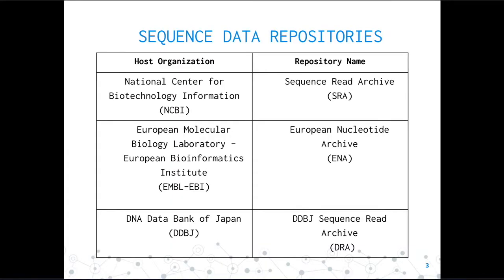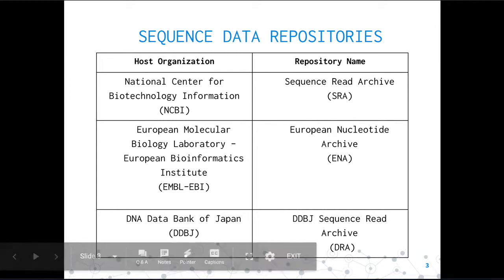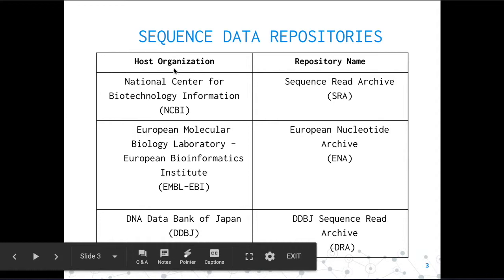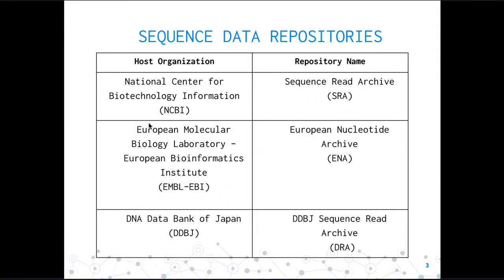So just to zoom out and give you an idea of what kind of sequencing repositories are available to you, there's one out of the US, which is the Sequence Read Archive and what we're going to be focusing on today, and that's from the NCBI. There's one from the European Bioinformatics Institute called the ENA, and then there's also one out of Japan, and that's the DDBJ Sequence Read Archive.